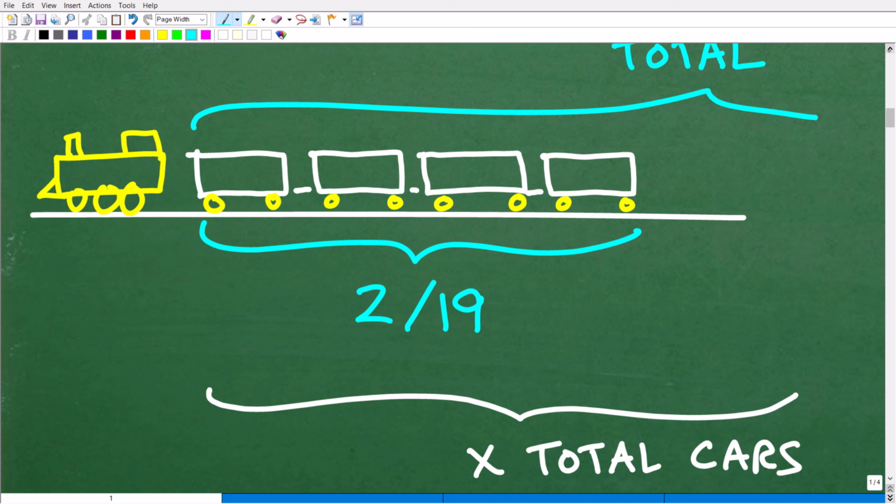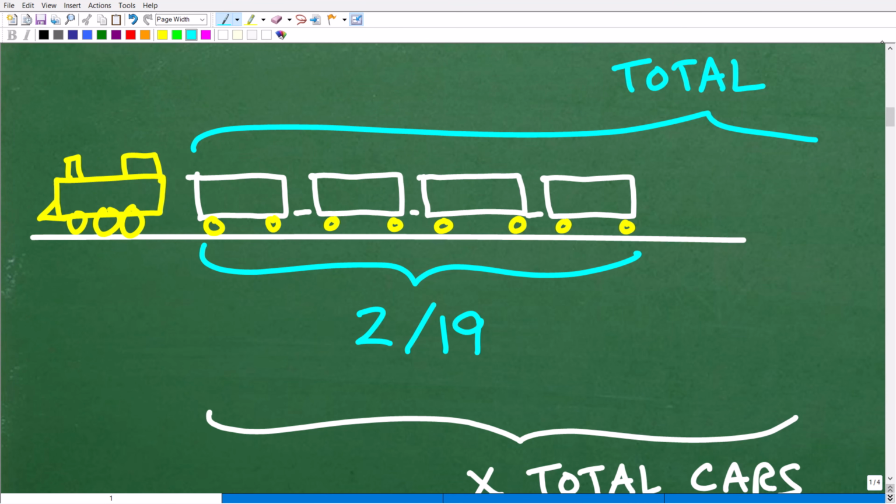Okay, so here is our train. Of course, we get to draw a little train as well. Matter of fact, I guess I should connect it right there. So here we have four cars, right? So 1, 2, 3, 4. Here is our lovely engine. And these four cars represent 2/19 of the total train.